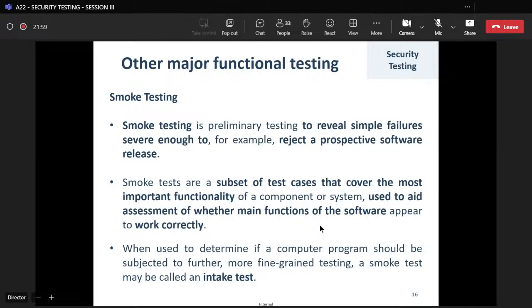Smoke tests are a subset of tests that cover most of the important functionality, which will help you to know whether the main functions of the software appear to work correctly or not. Because these requirements are very critical for the business. If it is not corrected, then probably the release of the product itself may get postponed. It is used to determine if a computer program should be subjected to further, more fine-grained testing. Smoke test is also called an intake test. So it is very important that the smoke testing gets a successful note before getting into the production environment.